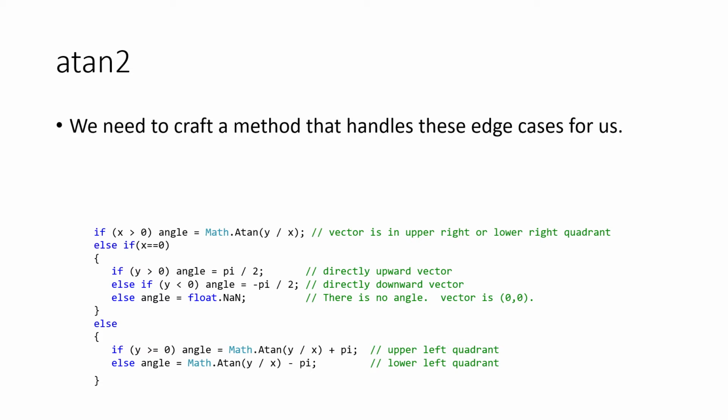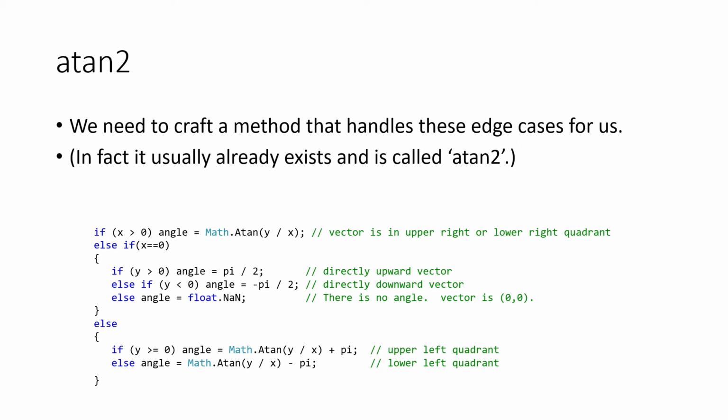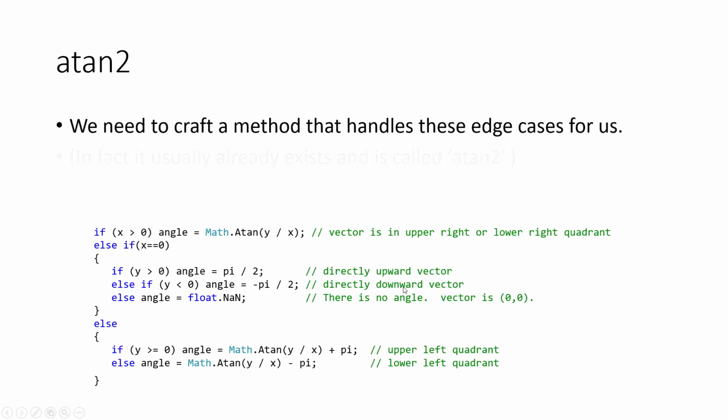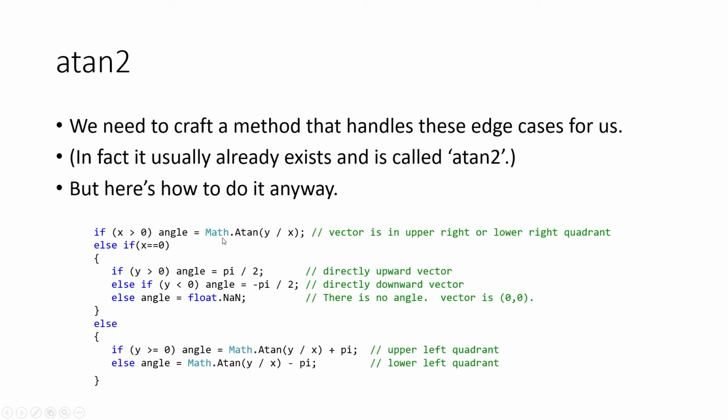And here's the solution. We need to craft a method that handles these edge cases for us. It usually already exists. It's called atan2. But if you had to do it yourself, here's how you would do it. First, check if the x value in your vector is greater than 0. If it is, that means it's in one of these two quadrants where it actually gives us the right answer. So if x is greater than 0, just use atan of y over x and it'll work.